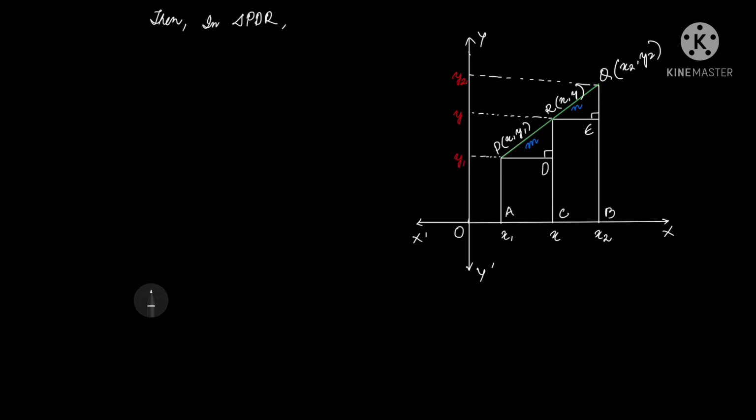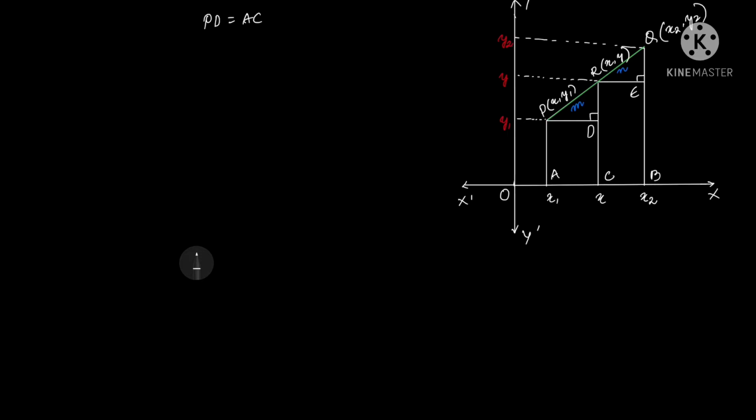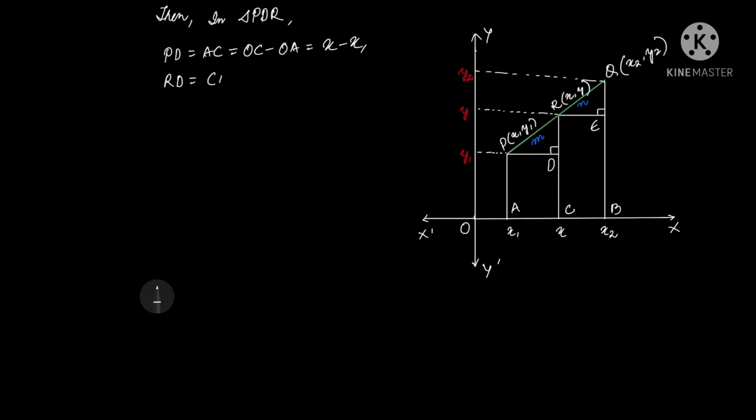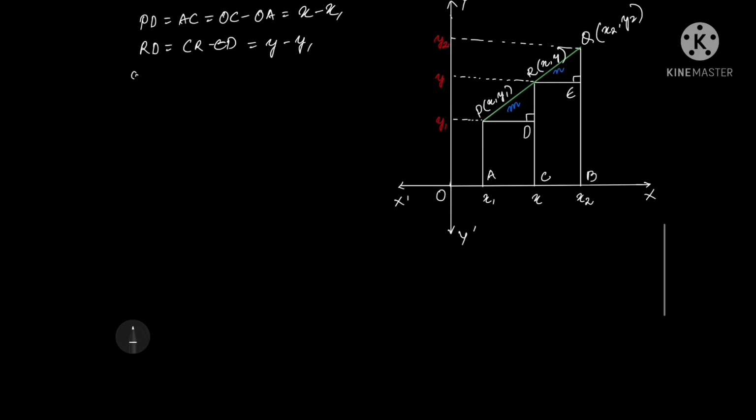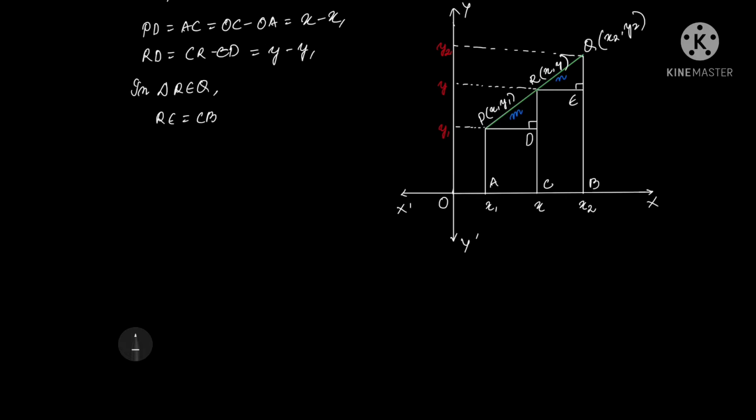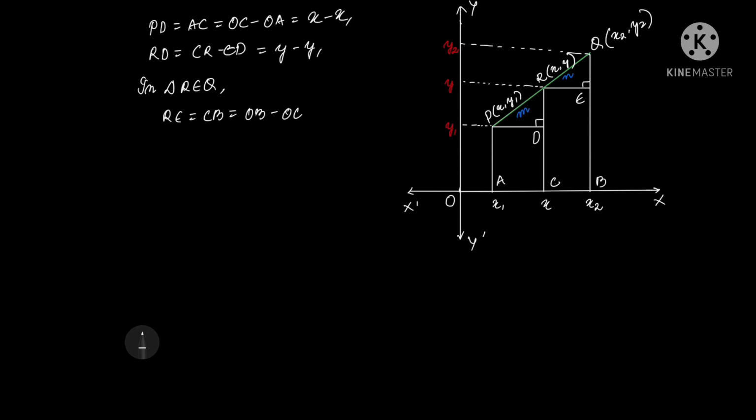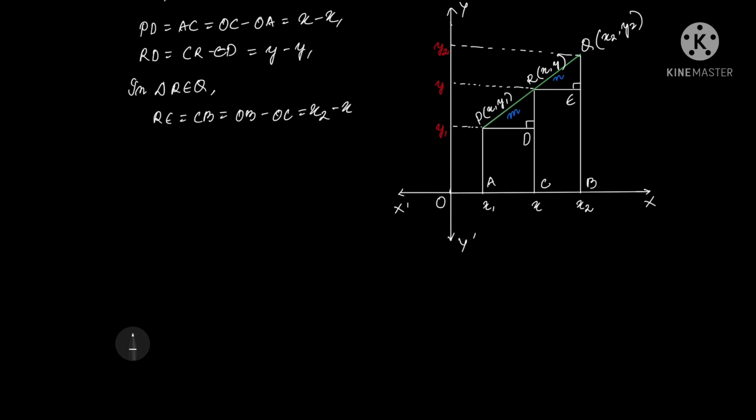Then in triangle PDR, PD is equal to AC, which is equal to OC minus OA, which is equal to x minus x1. RD is equal to CR minus CD, which is equal to y minus y1. In triangle REQ, RE is equal to CB, which is equal to OB minus OC, which is equal to x2 minus x. QE is equal to BQ minus BE, which is equal to BQ minus CR, which is equal to y2 minus y.